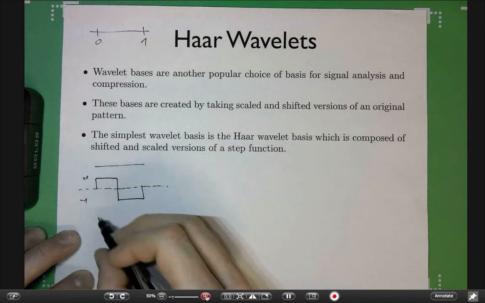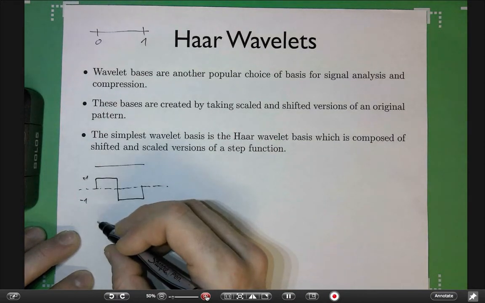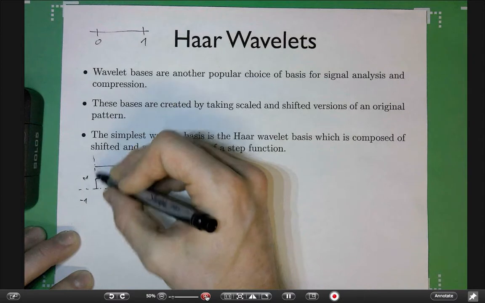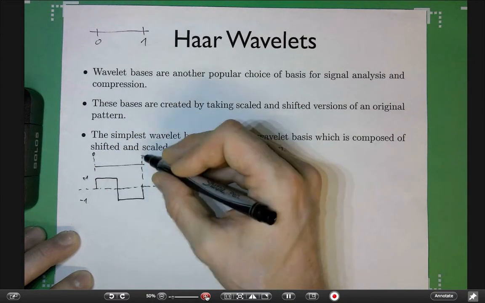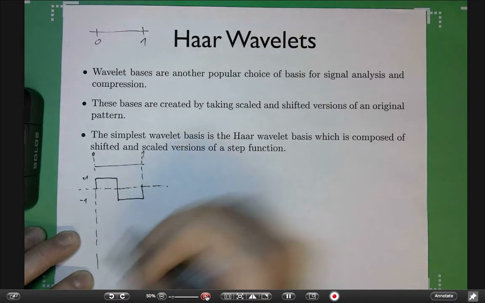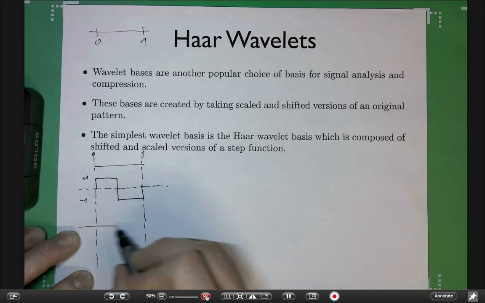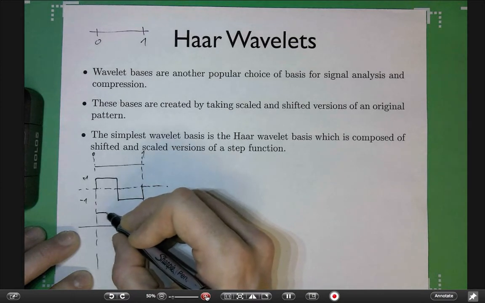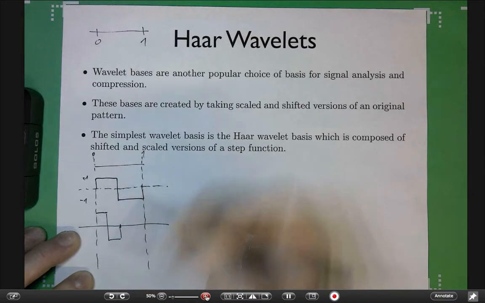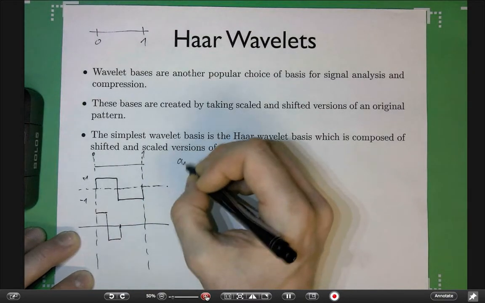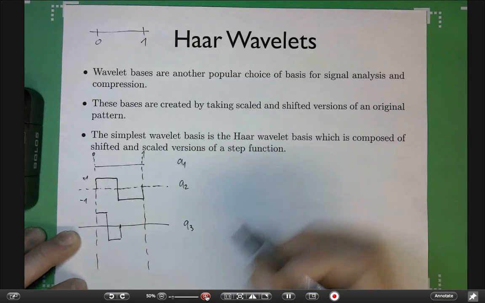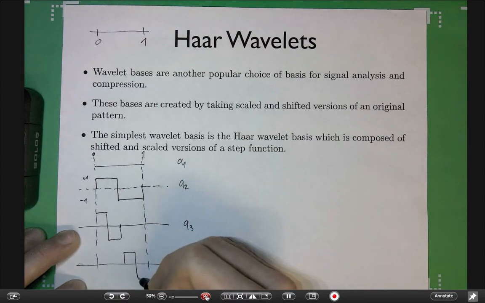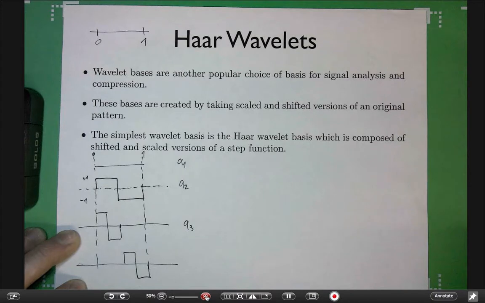And then how do you construct the remaining basis vectors? You just scale it and translate it. So watch this. Again, this is my 0 and this is my 1. Let me do a little grid here. So for the next one, I cut it in half and I scale it, and that's it. This is Q1, this is Q2, this is Q3. And the next one would be the same thing, except translated to cover the second part of that interval. Do you see that?